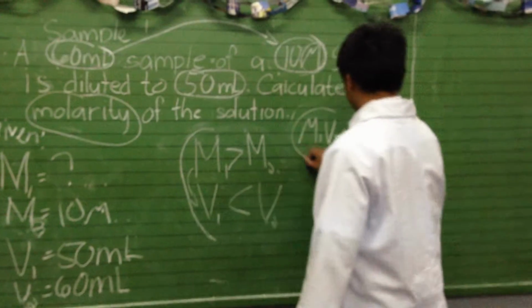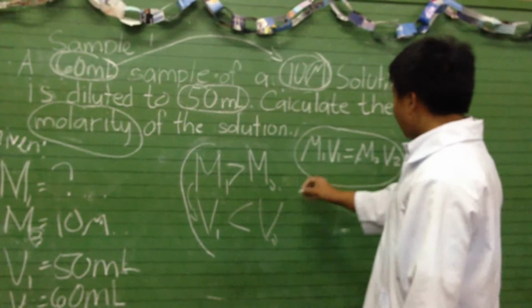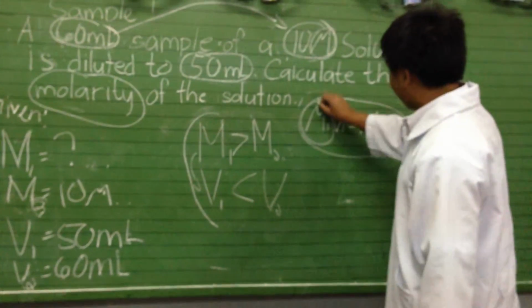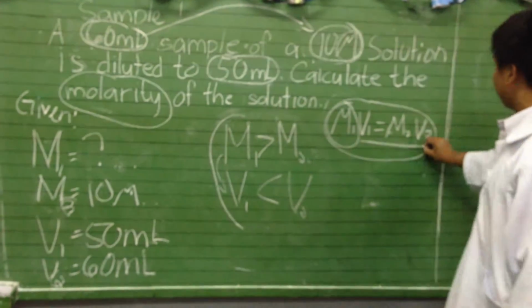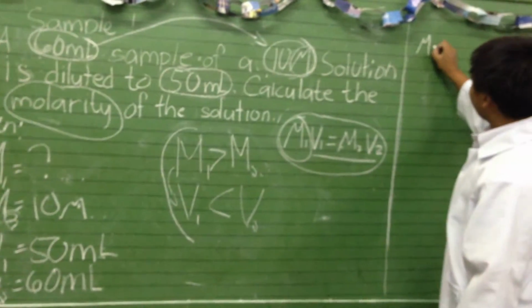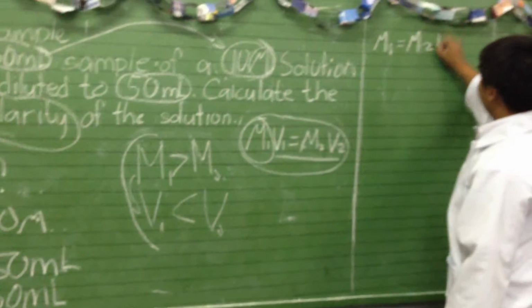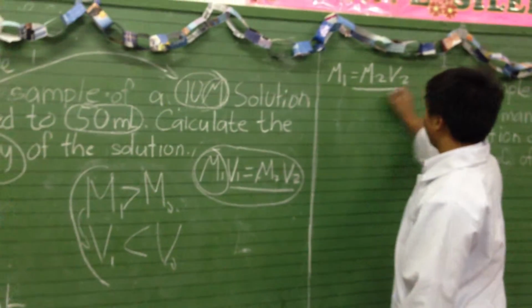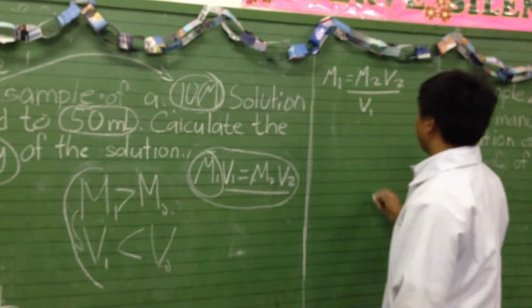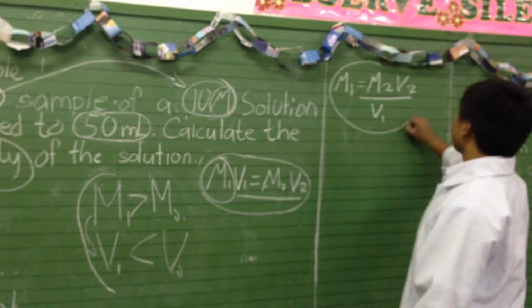Now we have to do this. Since M1 is missing, we have to circle that, and we're going to use this. So M1 is equal to M2 times V2 over V1. So that's our formula today.